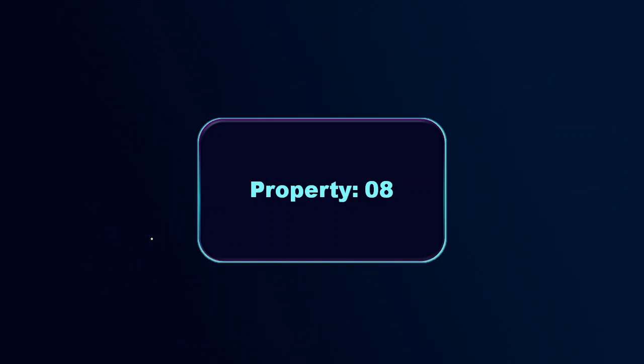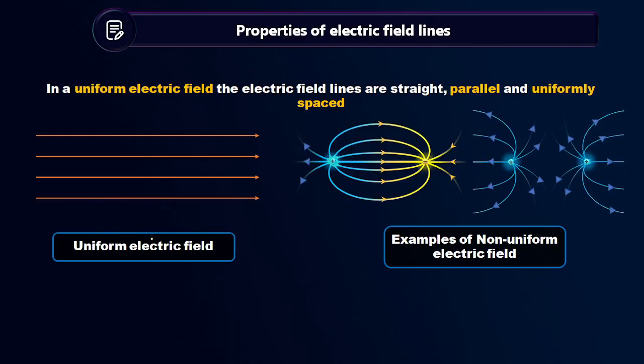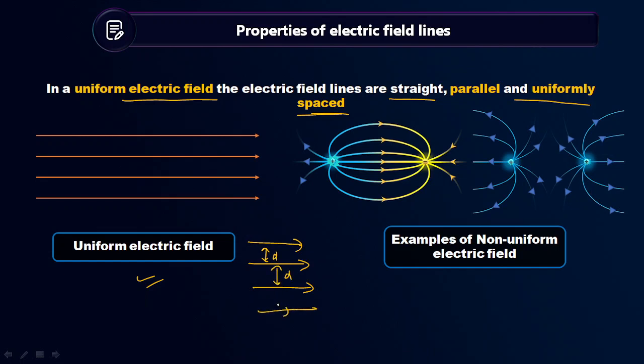Next, property number 8. Property number 8 again is very important. It says that in a uniform electric field, the electric field lines are straight, parallel, and uniformly spaced. If I want to draw uniform field lines, all the electric field lines should be parallel to each other, and the separation between them, let us say, is D, then this should also be D. The next should also be D only. So their separation should be the same and they all should be parallel. Then we say it is a uniform electric field.